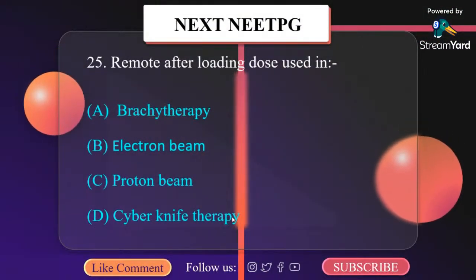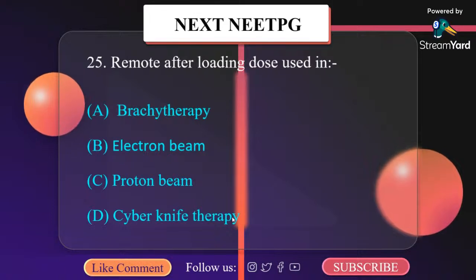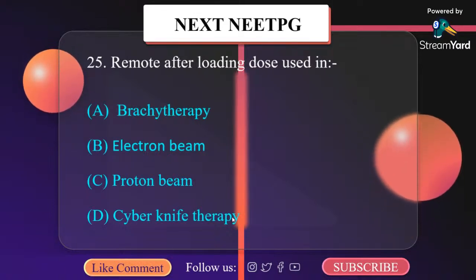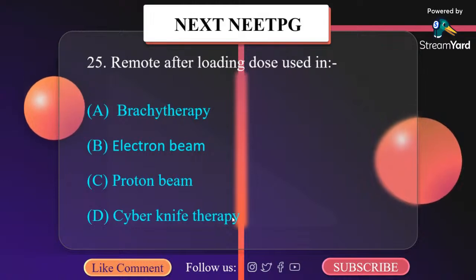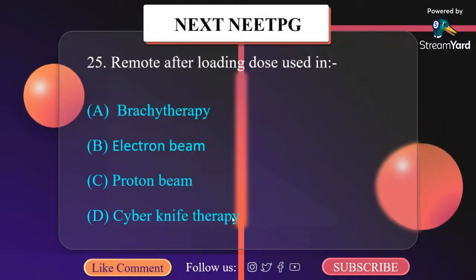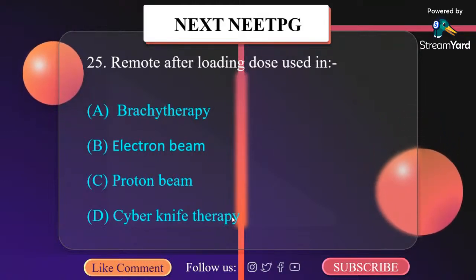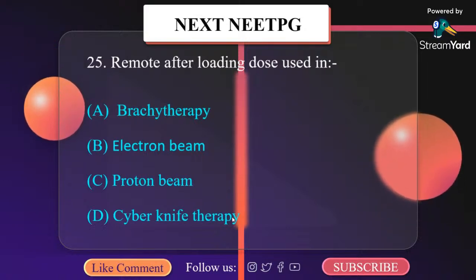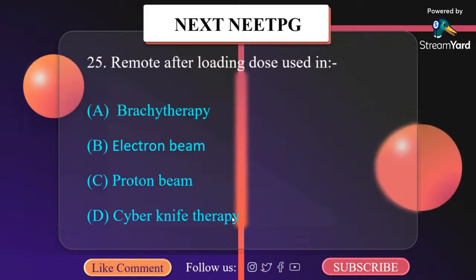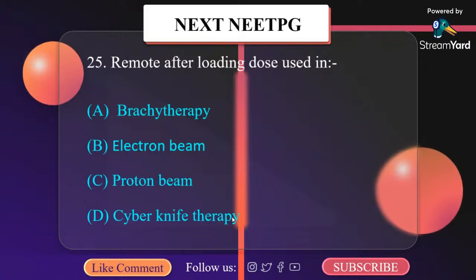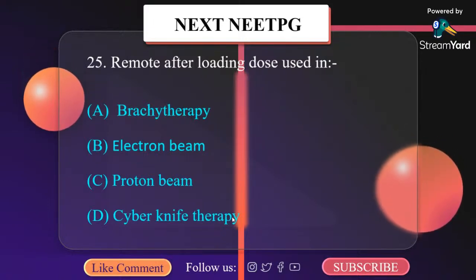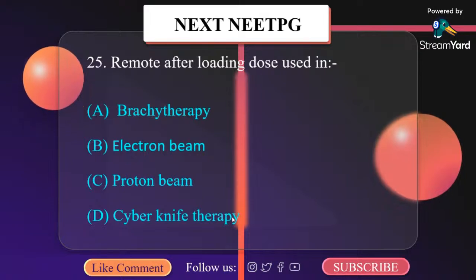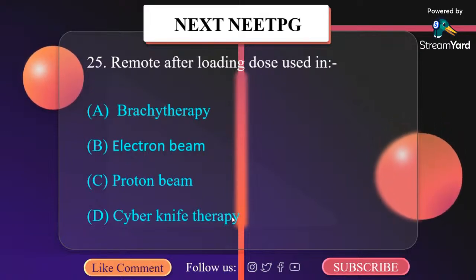Remote afterloading. This MCQ is very important. Remote afterloading is used in A. Brachytherapy, B. Electron beam therapy, C. Proton beam therapy, D. Cyberknife therapy. Remote afterloading is used in brachytherapy.